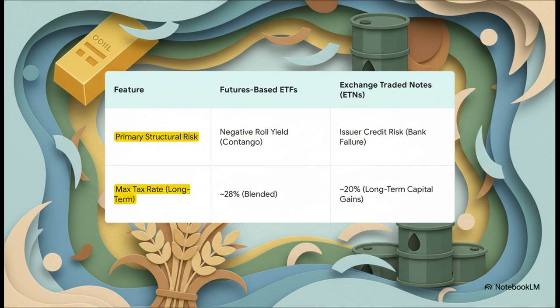So the trade-off is crystal clear. Do you want to risk performance drag, or do you want to risk the bank failing? Oh, and ETNs also have a nice little tax advantage.